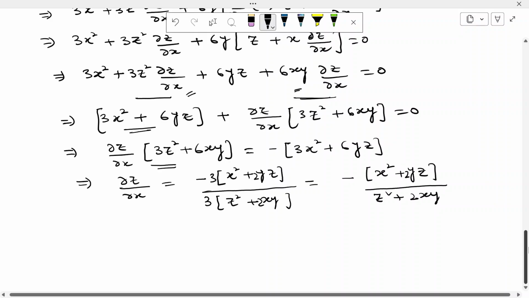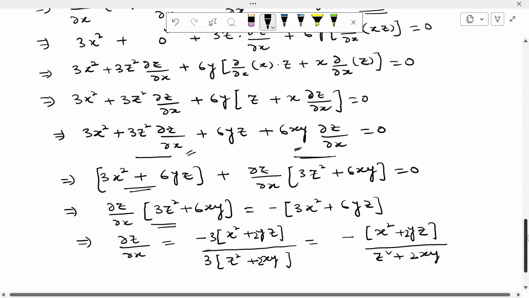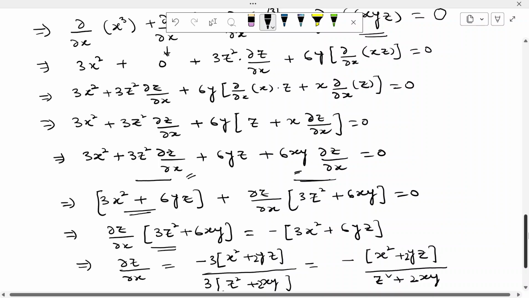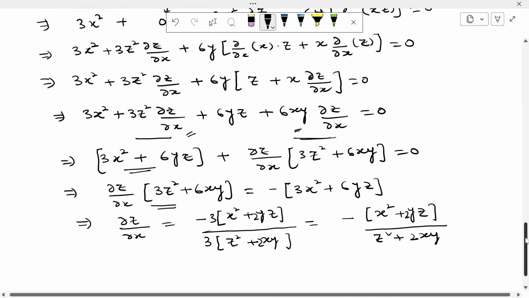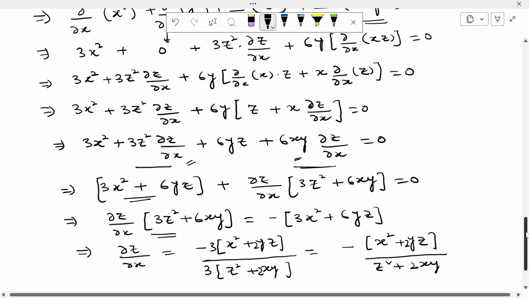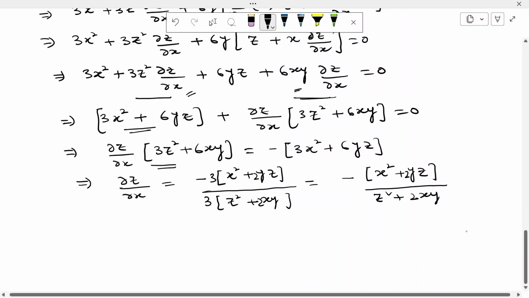So these are the complete steps involved in this derivative, so that you can have a clear understanding of how we are obtaining this partial derivative. Now next we have to differentiate equation 1 with respect to y partially.